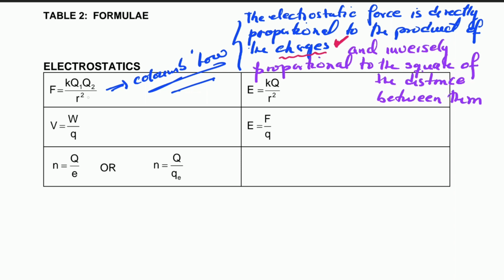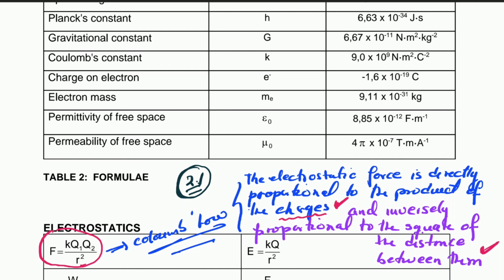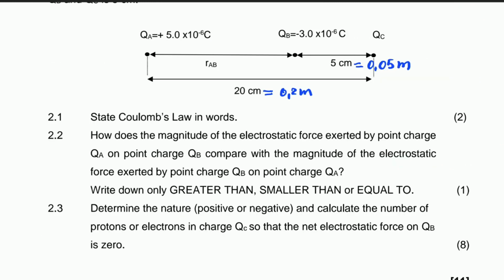And the second part, as you can see here in the formula, is inversely proportional to the square of the distance between them. That is Coulomb's law, and if you learn how to read this formula, it can help you to remember. So this one here is question 2.1. I am going to leave it right there. You can come back and watch the video on this part. So this part of the question is done and dusted.